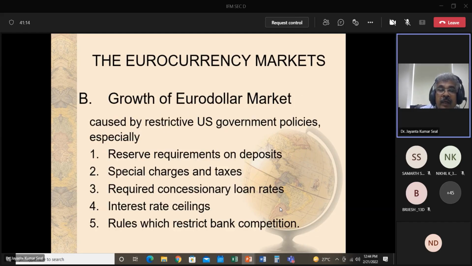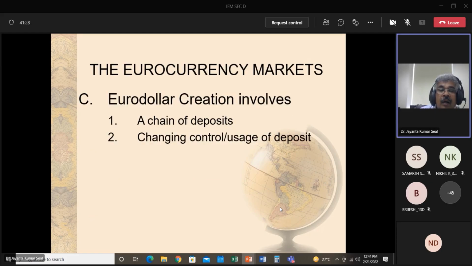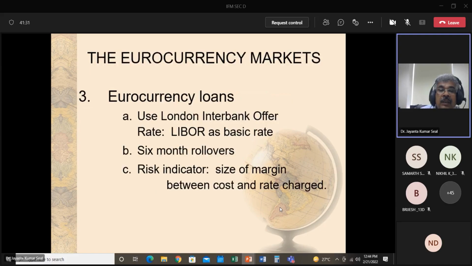Growth of the euro dollar market. It was caused by restrictive US government policies, especially reserve requirements on deposits and special charges. So this you can leave, it is not applicable for India. Euro currency loan. London Interbank Offered Rate, I told you, we have discussed. So basically that was the rate which was applicable. Mostly these loans are floating rate. However, there are fixed rate loans also.